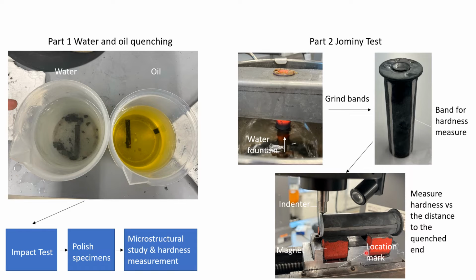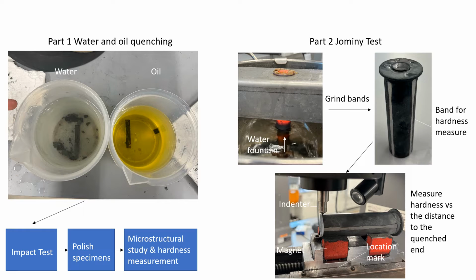Here is the image of the experimental setup we're going to use, and this is the Jominy sample, and here is the hardness indenter, and we have a magnet to hold the sample. This sample setup has a location mark, as a ruler shown over here. The location mark is associated with the distance of the indenter measurement to the end of the Jominy specimen.